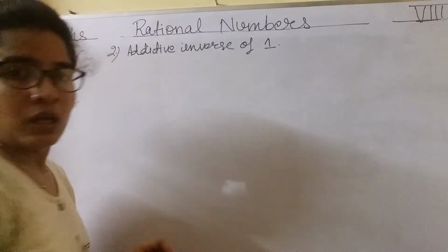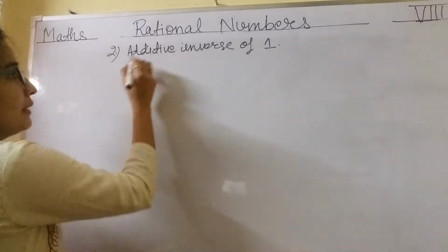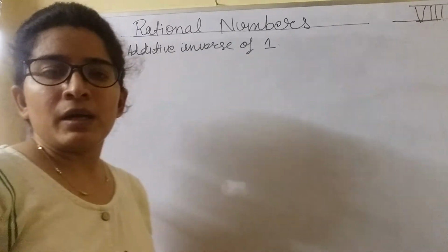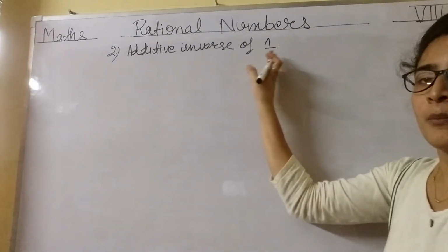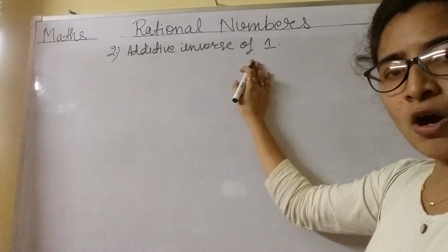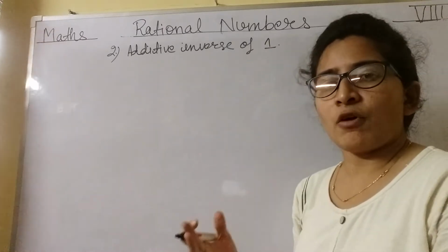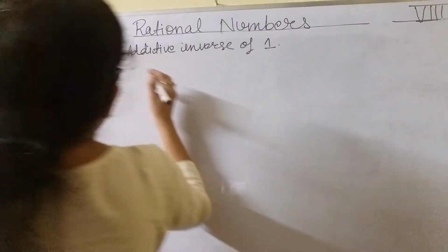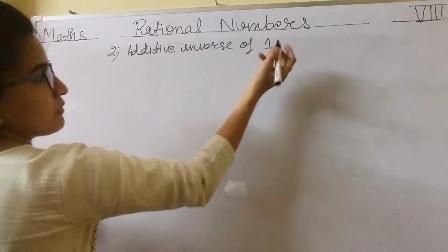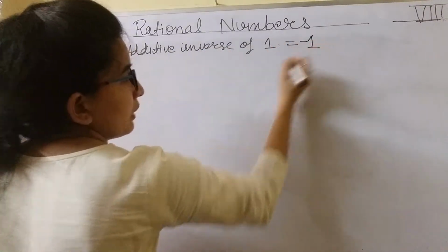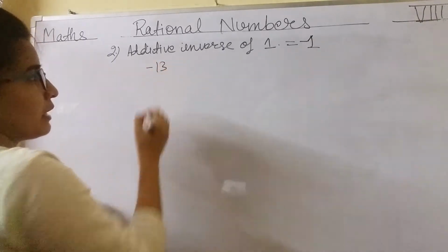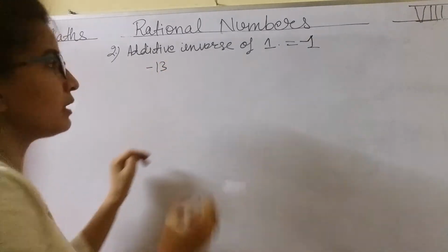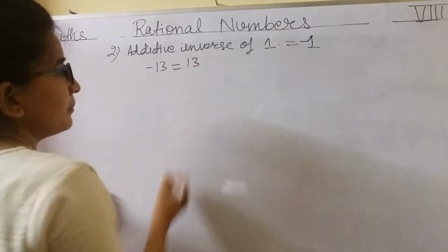Inverse of 1. Now what is additive inverse? The additive inverse of any number is the opposite of that number. If the number is in positive form, then we have to take the negative of that number. So the additive inverse of plus 1 is minus 1, and the additive inverse of minus 13 is plus 13.